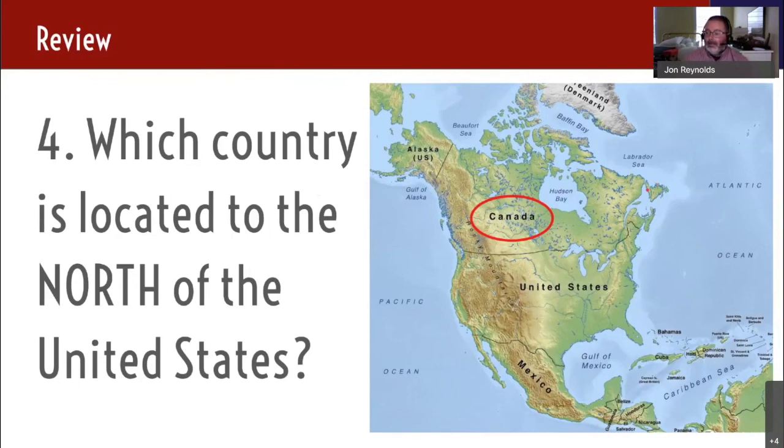And also the border between Canada and the United States. See that border? See how long it is? That is the longest border in the world. It's the longest border between two countries. So it's a very, very long border between these two countries. So in a moment, we're going to talk about that border.